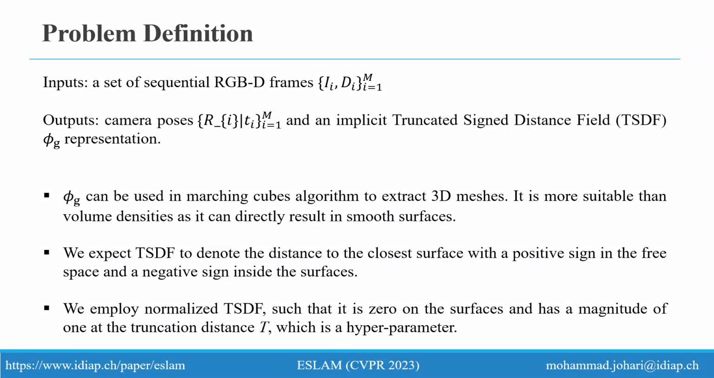We expect the TSDF to indicate the distance to the closest surface with a positive sign in the free space and a negative sign inside the surfaces. Specifically, we employ a normalized TSDF that is 0 on the surfaces and has a magnitude of 1 at the truncation distance t.